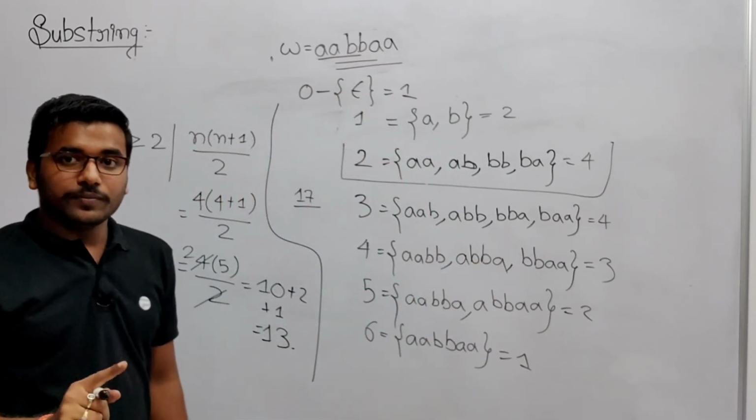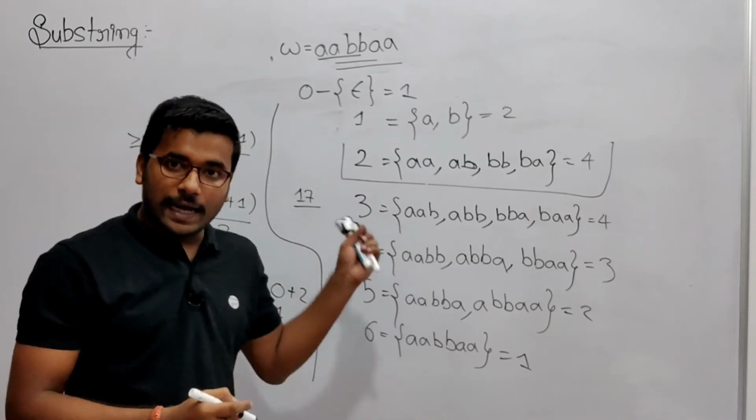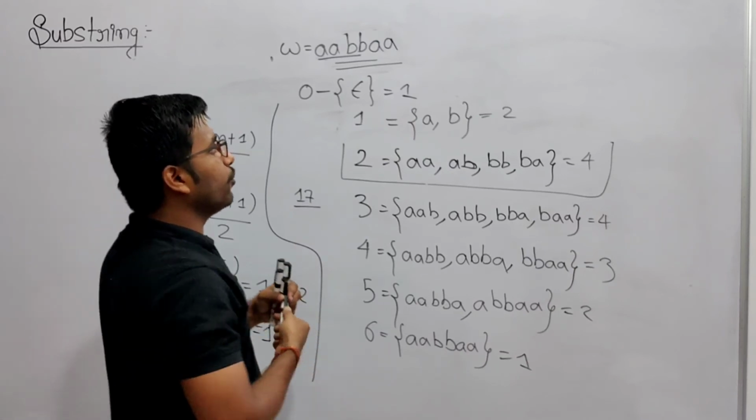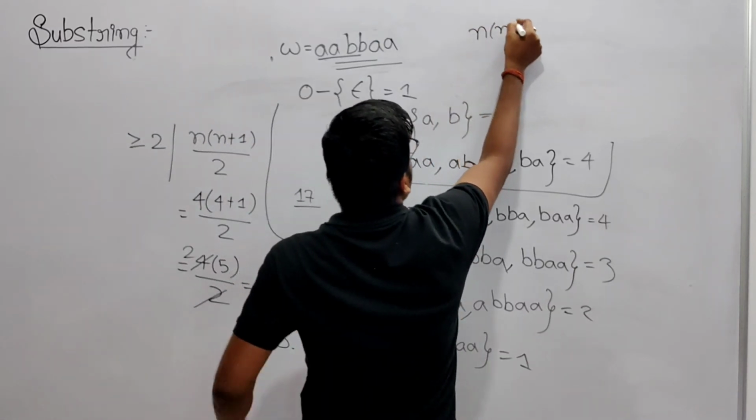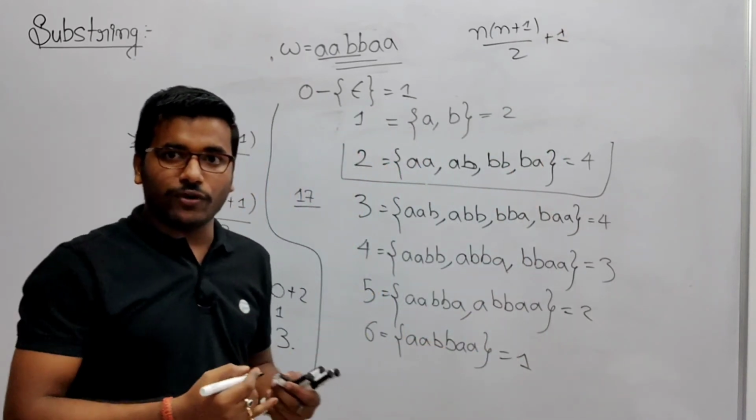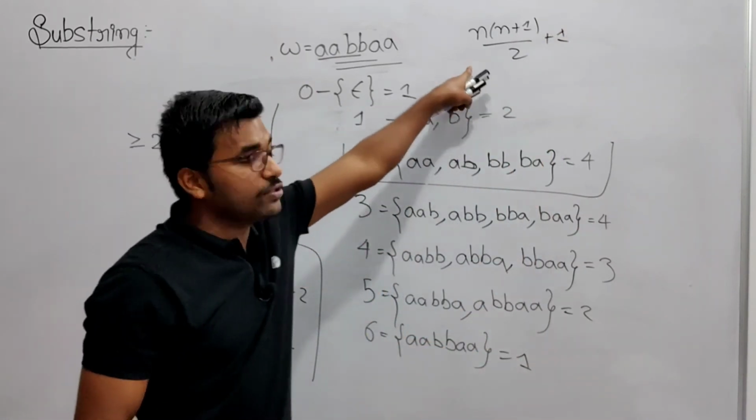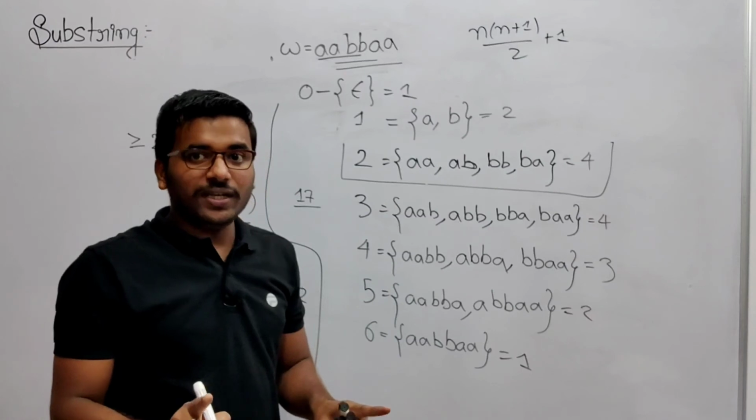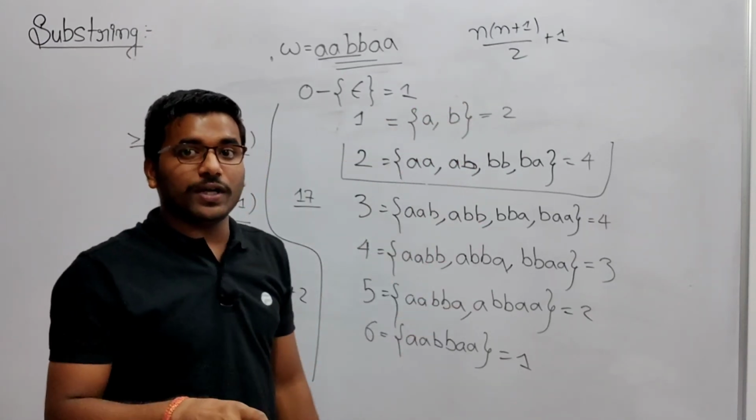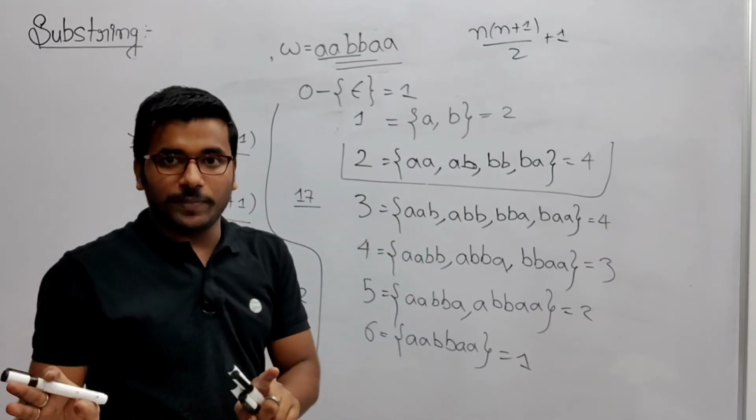So I will conclude that when there is no repetition, you are going to get n into n plus 1 by 2 plus 1 substrings. This is straightforward, and up to the GATE exam they have asked only this, because there is no repetition.